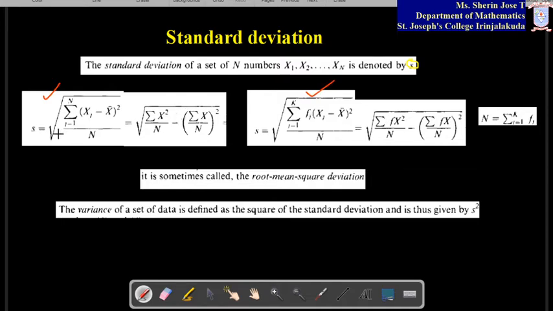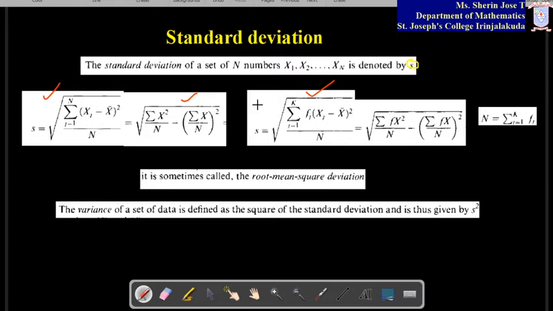The actual formula: s is equal to root of sigma (xi minus x bar) whole square divided by n. The same thing you can rewrite in this way also. For calculation purposes, we will use this formula, because we will find sigma x square and divide by n, and you will find sigma xi by n, that is x bar, and take its square. This will be easier for calculation than this. So for calculation purposes we use this formula, but it is the same as the root of sigma (xi minus x bar) whole square by n.